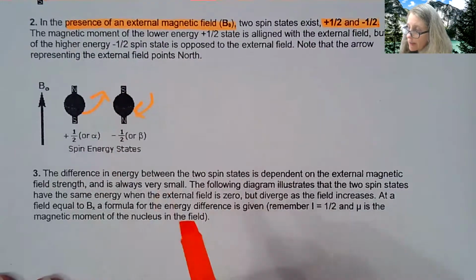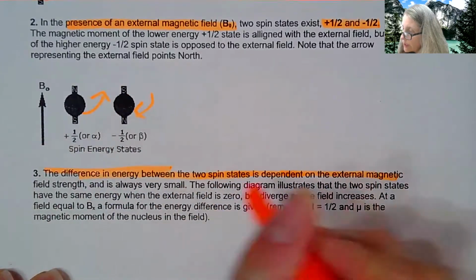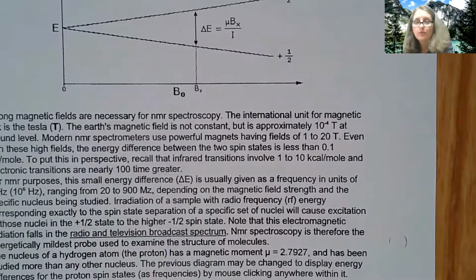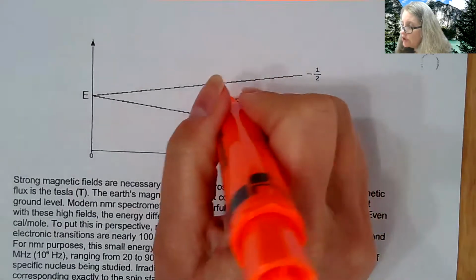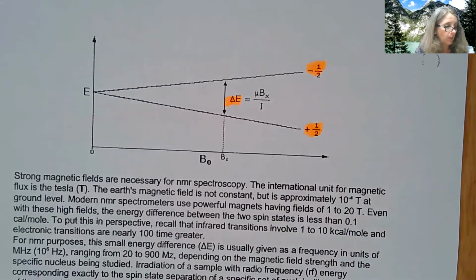What is interesting about these spin states is that the difference in energy between them depends on what we call the external field strength. So depending upon the size of the magnet that you have for an NMR, it's going to be different. If you go to the next page, you will see this little diagram showing you the difference in energy between the negative and the positive 1/2.